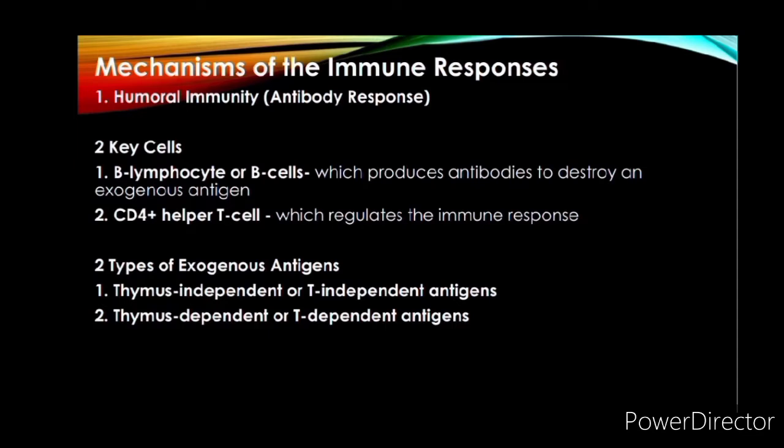T-dependent antigens, on the other hand, need the help of helper T cells. Without this help, they cannot form antibody. Since these antigens induce formation of cytokines from helper T cells, they can trigger a class switch and form IgM, IgG, IgA, and IgE. So most antigens in the environment are T-dependent. That is, they require cytokine help from helper T cells to produce antibody.